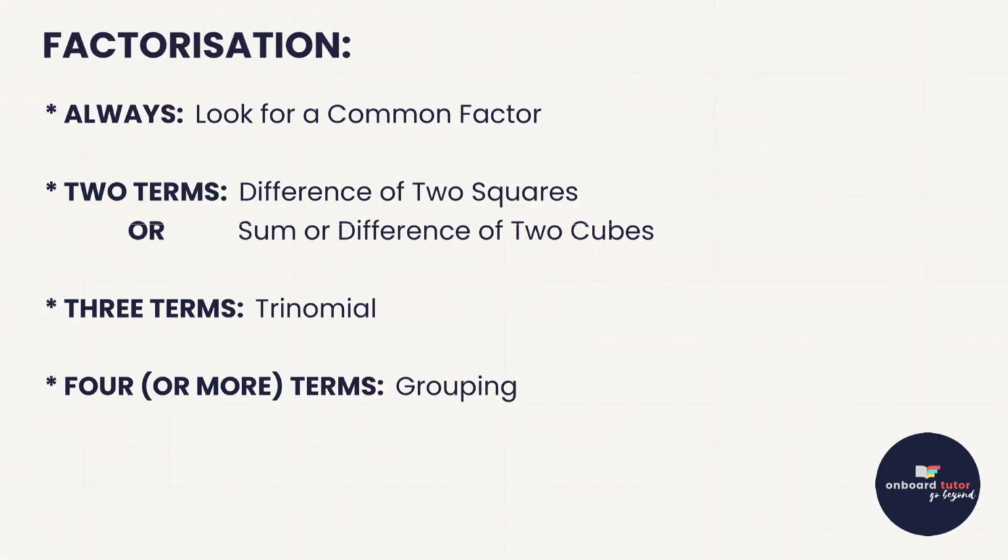Factorization was something that we were introduced to last year. One thing that you should know by now is that you always look for a common factor. That should be your first step whenever you are asked to factorize something. And once you've done that, then it's helpful to check the number of terms, 2, 3, 4 or more terms, and that will guide your approach to factorizing.